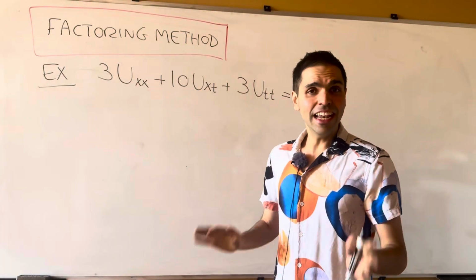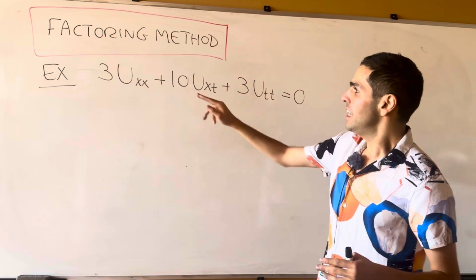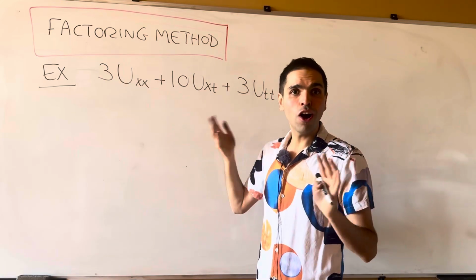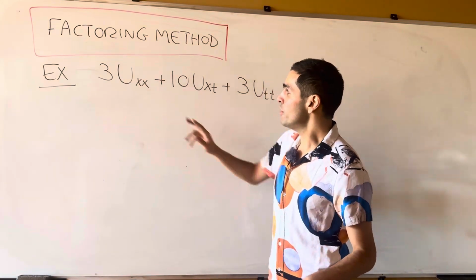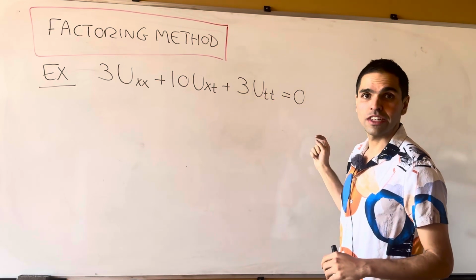Thanks for watching, and here is some more practice with the factoring method. In particular, let's try to solve the following wave-like equation: 3u_xx + 10u_xt + 3u_tt = 0.